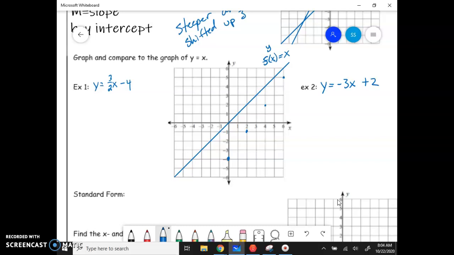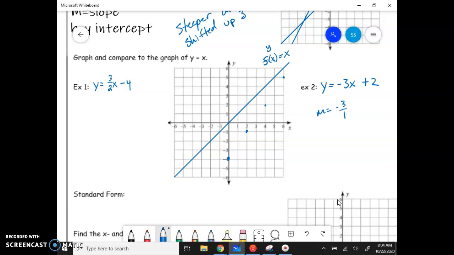And I'm going to plot out the points here for this one as well. Okay, this one's not a fraction, but remember, this would be the same. Our m value would be negative 3 or negative 3 over positive 1. Okay, not negative 3 over negative 1, because that would make it a positive slope.